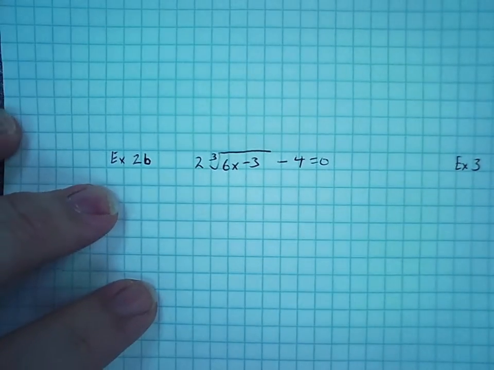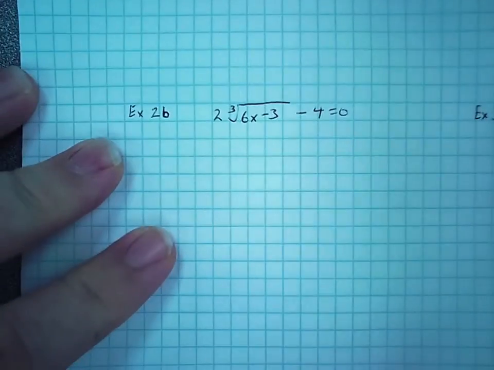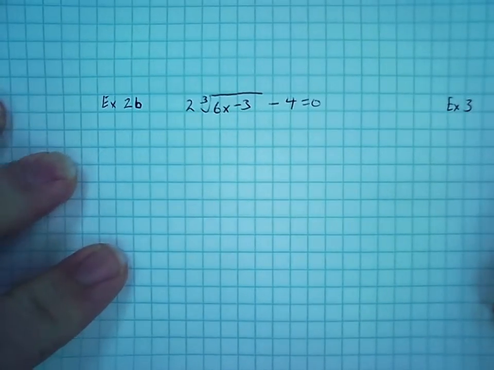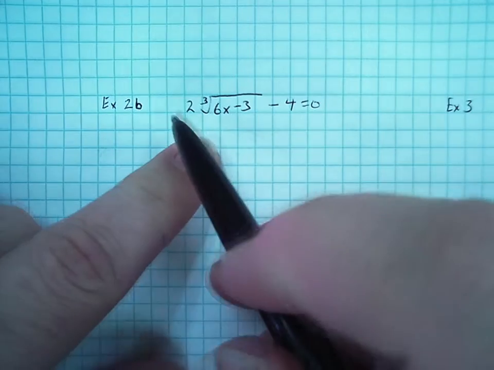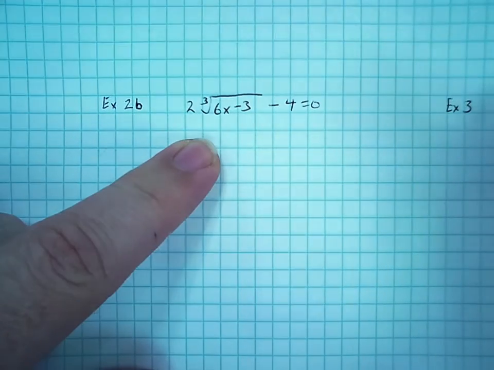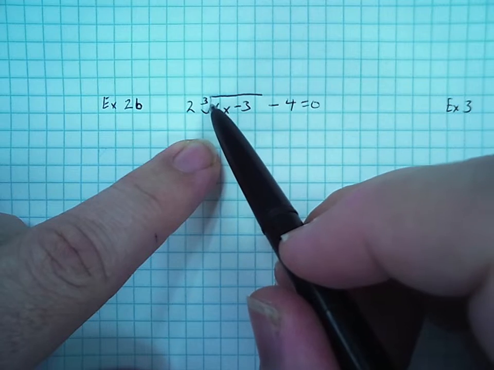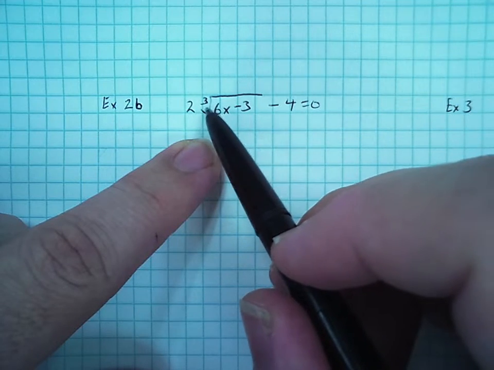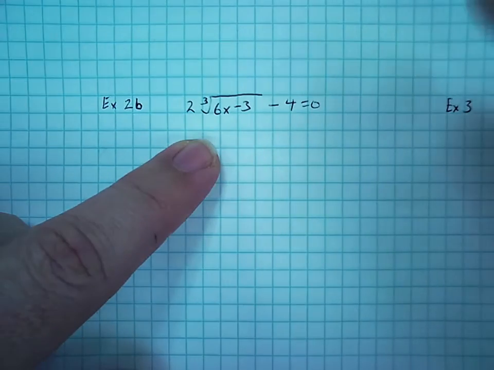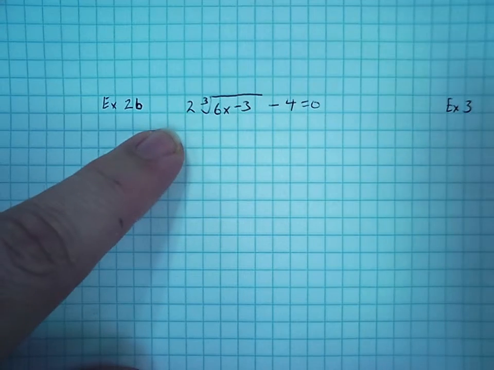As my next example, this one is basically the same as we've already seen. The biggest difference now is a cube root instead of a square root. It doesn't matter what the index is. It doesn't matter whether it's a cube root or a fourth root or a seventh root. The process is the same.